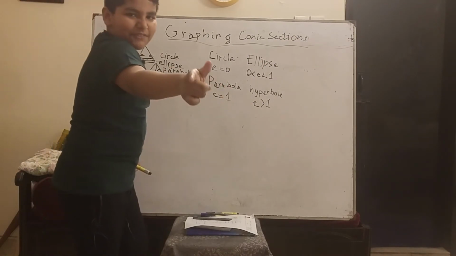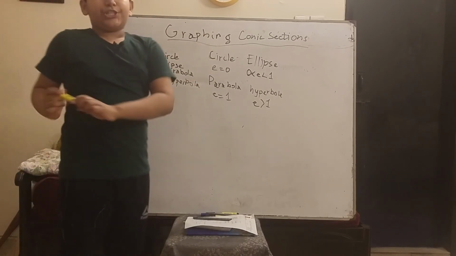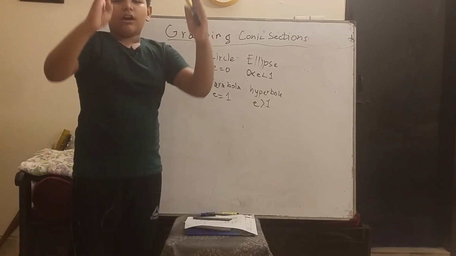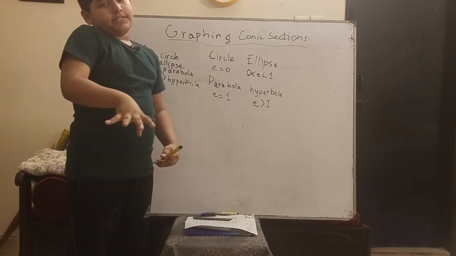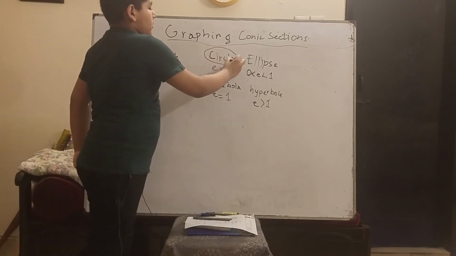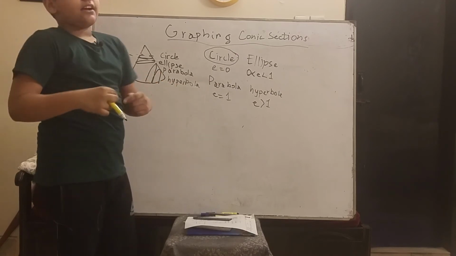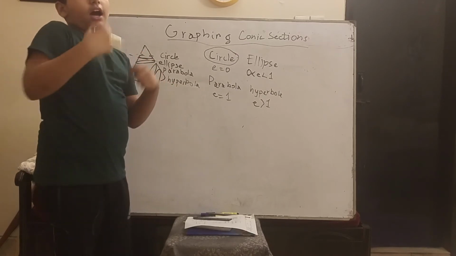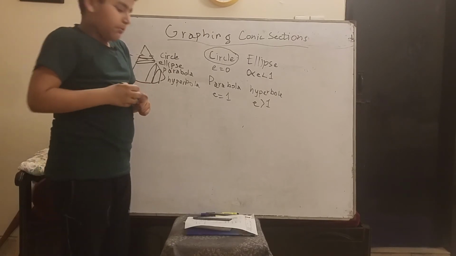Now let's graph them. Now since there are 4 shapes and each shape will need a lot of understanding, I'll make this a 4-part series, and in today's video we're gonna tackle circles, the easiest one. Then we're gonna tackle the trickier and more unfamiliar ones, like ellipses and parabolas and hyperbolas.